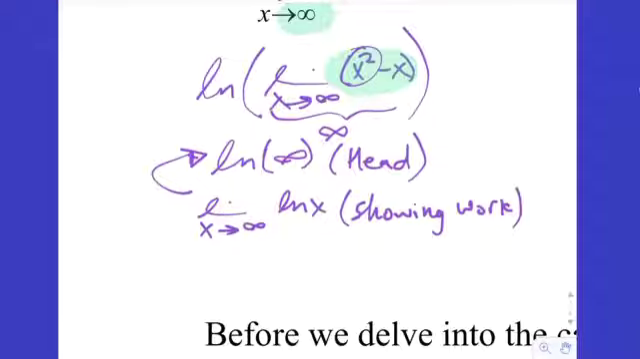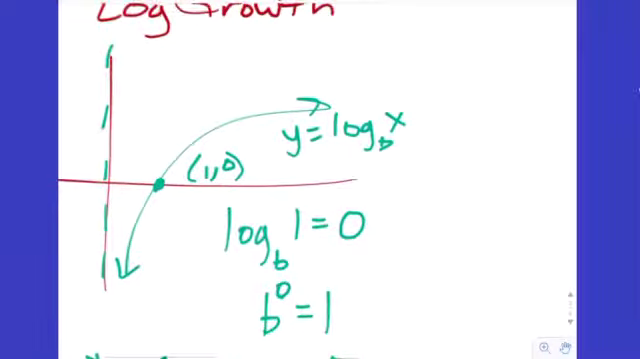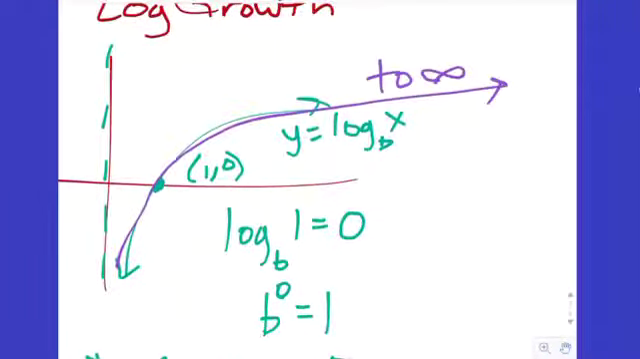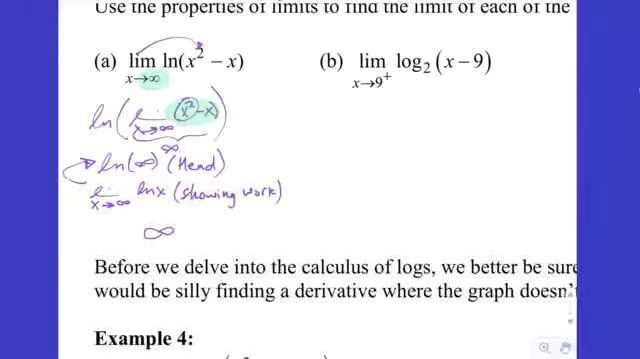But at any rate, what is the natural log of infinity? Or what happens to the graph of the natural log as we go out to the right? Yeah, it goes to infinity. Very, very slowly, right? So this one is infinity. Or, of course, DNE, but infinity is a better answer. So that's the end behavior.